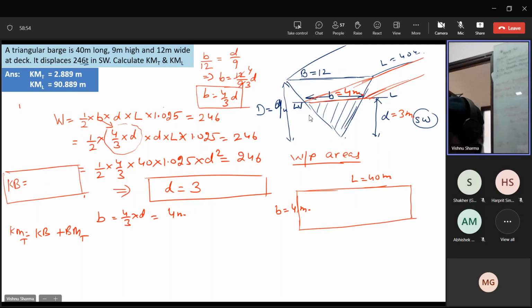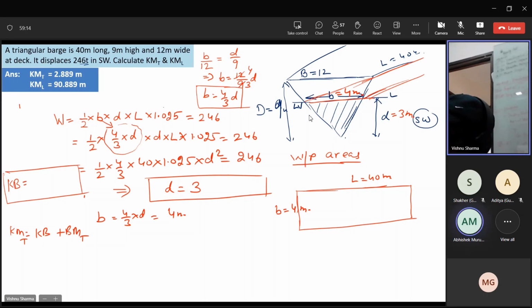How much will KB be, guys? 2 meter, 2/3. How much? Values are there, beta. Tell me how much. 2 meters is one answer coming from the class. Anybody who wants to contest that answer?